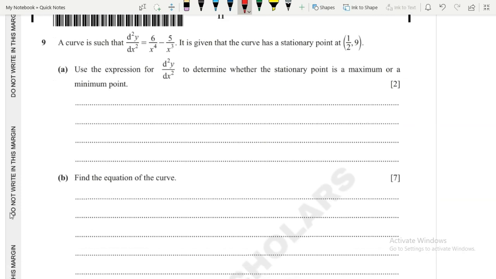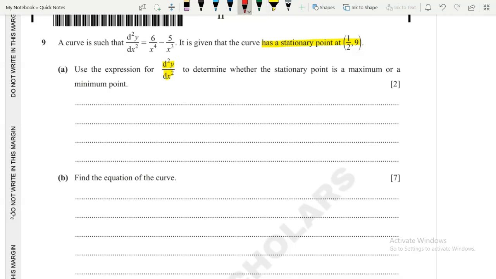Let's move on to question number 9. It says the curve is such that d square y over dx square, which is the double derivative, is equal to 6 over x squared minus 5 over x cube. It is given that the curve has a stationary point at (1/2, 9). Use the expression for the double derivative to determine whether the stationary point is a maximum or a minimum. So we already have this double derivative.